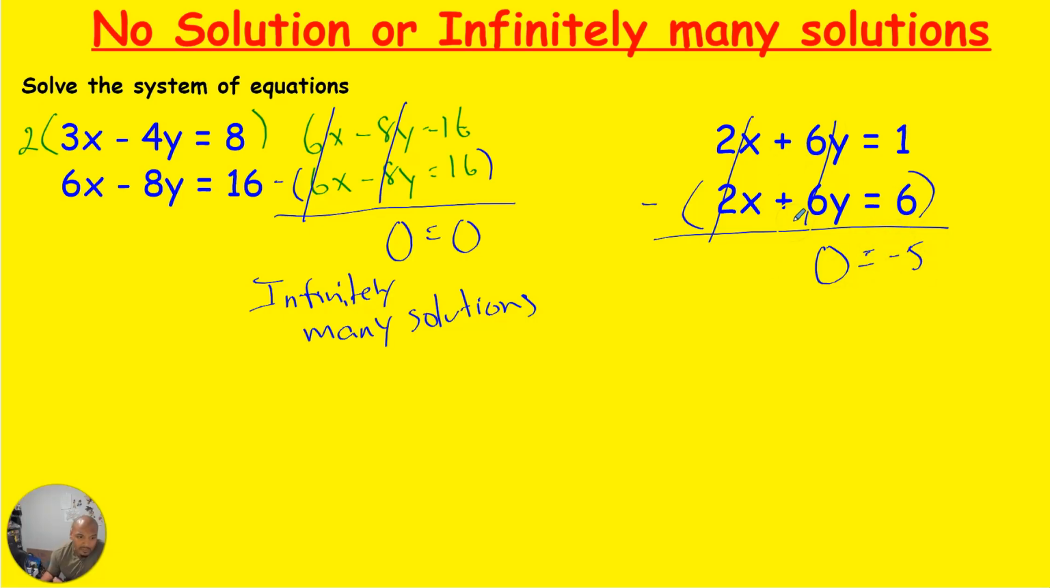Now the variables cancel out. You have one side, and you see that 0 cannot equal negative 5. Does not equal negative 5. If that happens where the variables cancel out and one side does not equal the other, we're going to call that no solution. All right? No solution. And those are the special cases that you may come across when working with systems of equations.